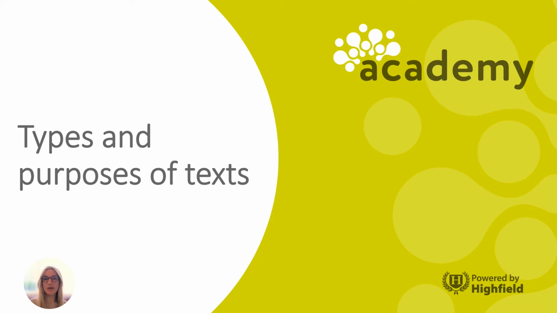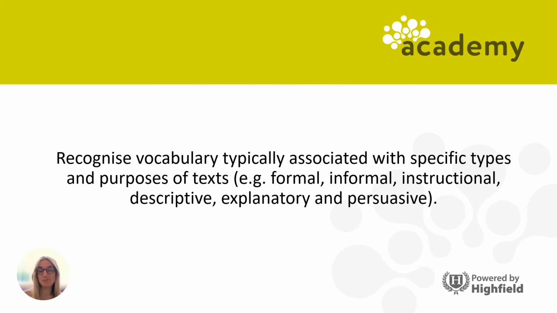This video contains information and guidance on types and purposes of texts at Level 1. So today we are going to be looking at the assessment criteria, recognised vocabulary typically associated with specific types and purposes of text, for example, formal, informal, instructional, descriptive, explanatory and persuasive. Now let's look at what that actually means.